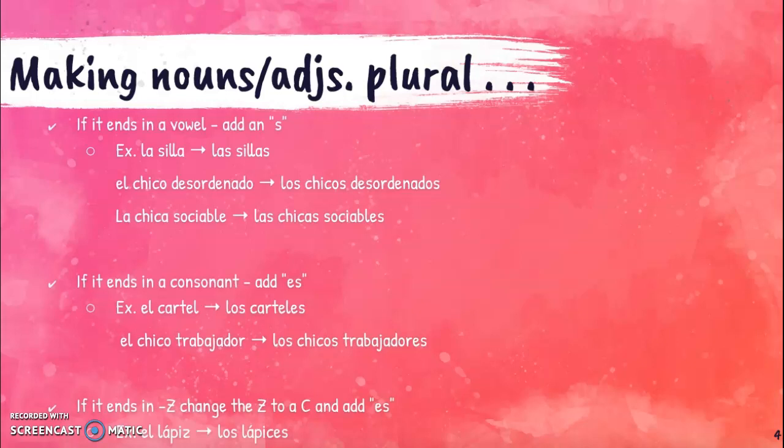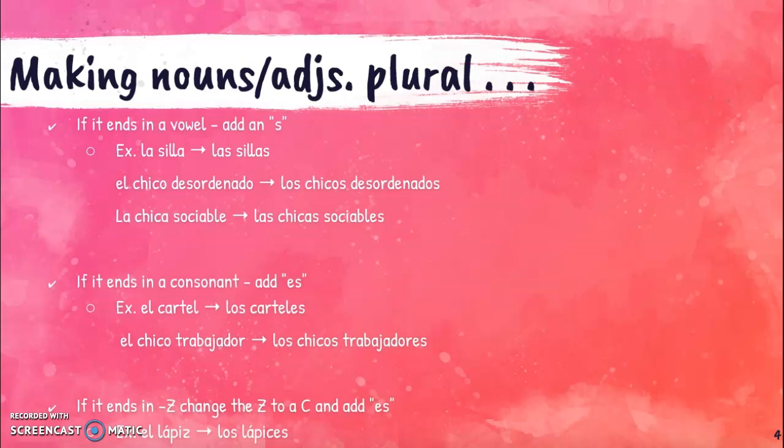We have el cartel, meaning the poster, and we want to say the posters, plural. If we look at the last letter of cartel, it is an L, so that means it's a consonant. We need to add es to the end. So cartel is going to change to carteles. Now we go back and look at our definite article. The singular form is el. So now we need the plural masculine form, which is los. So el cartel, the poster, changes to los carteles, or the posters.